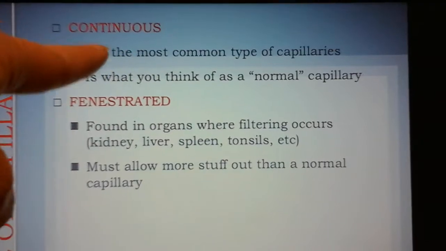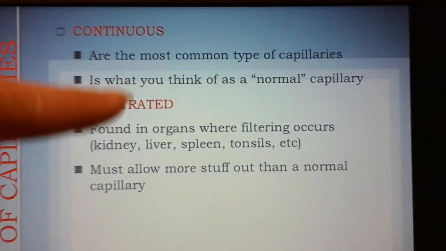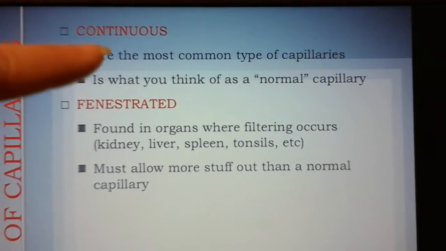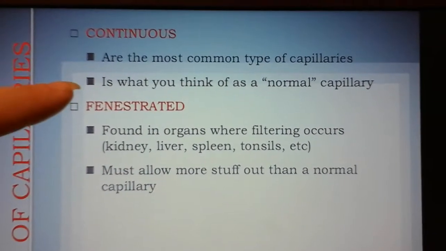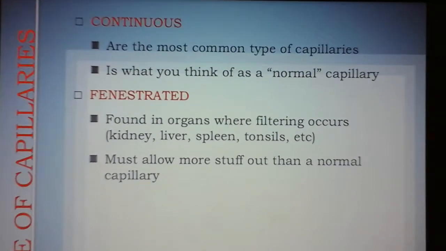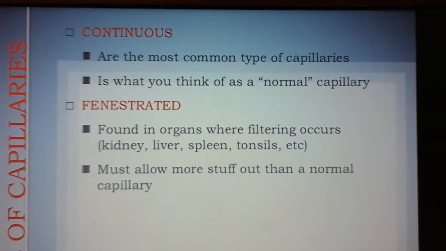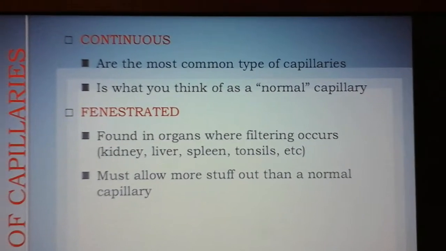Now, you still have these. These are found in every single organ in your body. But in the case of your filtering organ, they will have these. This is where they get their nutrients from, but they will also have these. Fenestrated capillaries allow for more stuff to leave your blood than what would normally leave your blood.